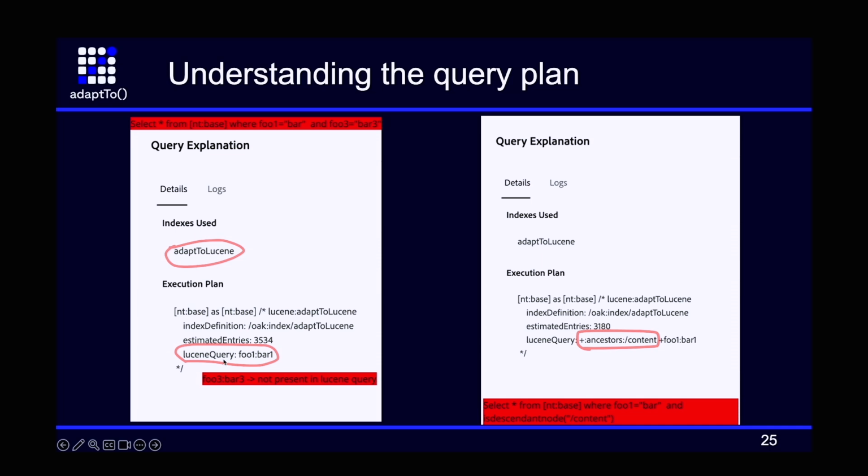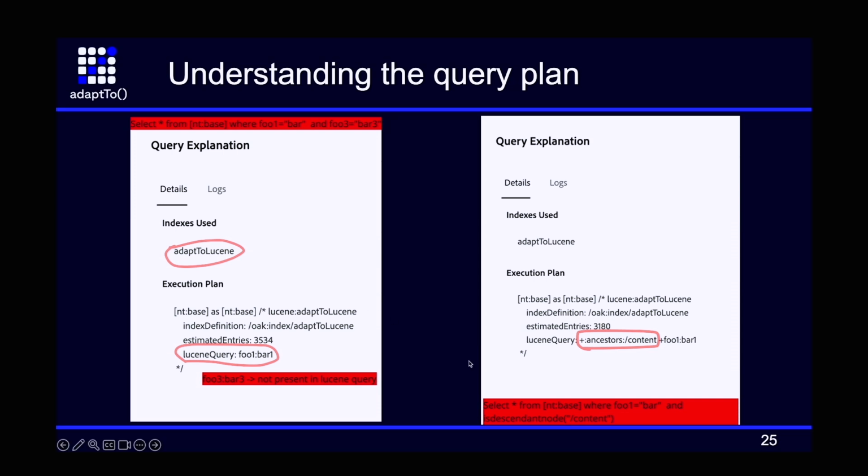However, looking at the execution plan, I see the Lucene query over here is only mentioning foo1 is equal to bar 1, which indicates that the restriction on foo3 is not being handled by the Lucene index and will be taken care of by the query engine, and thus this is not an optimal query.